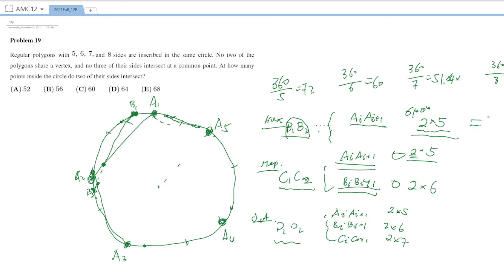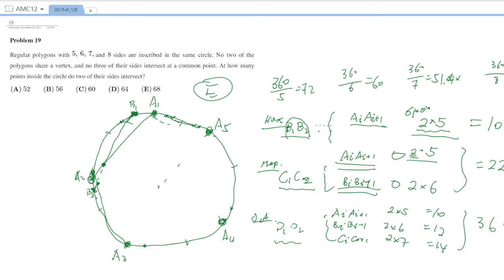Now let's count all the intersections. This is 10 and 12 is 22, and this is 10 and 12 and 14, this is 36. So the total will be 68. So the answer is E.